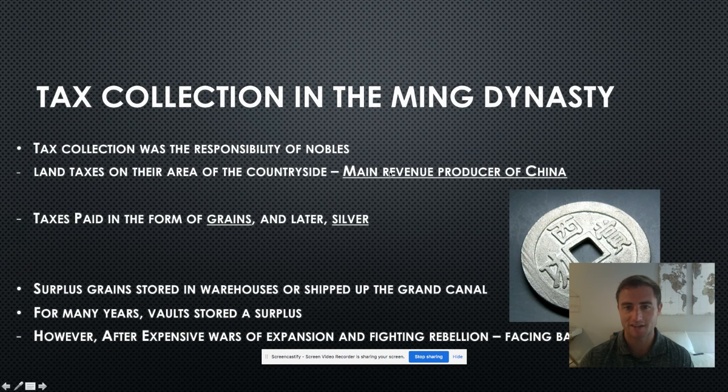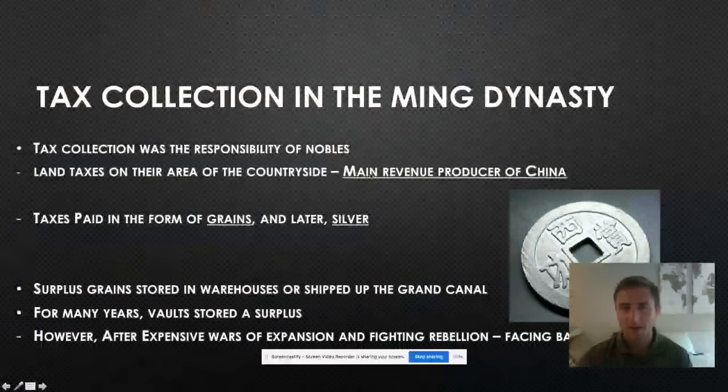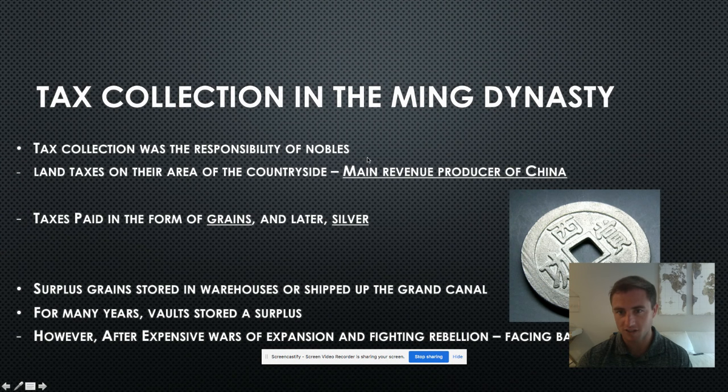Tax collection in the Ming Dynasty in China: the major form of tax collection, nobles collected taxes and then paid it to the federal government. Mostly the peasants that are working on the nobles' lands are going to pay in the form of grains. But after we started to see silver be used as currency, after the bringing of the Spanish silver across into Portugal, traded at Manila to the Chinese, they later started using silver.